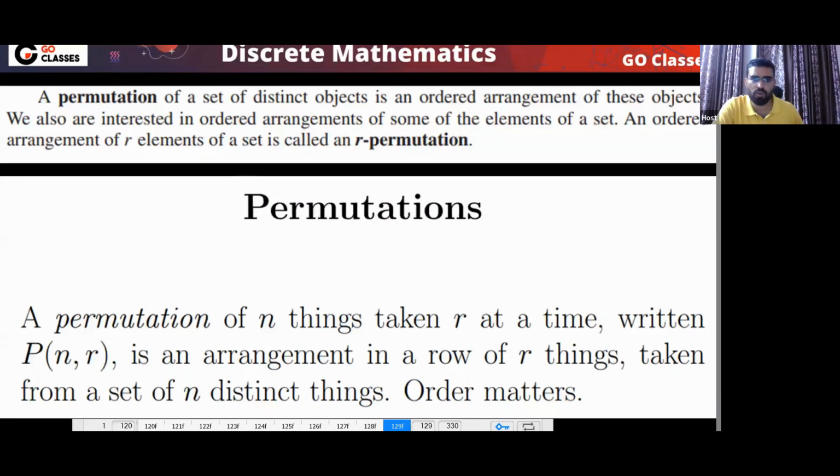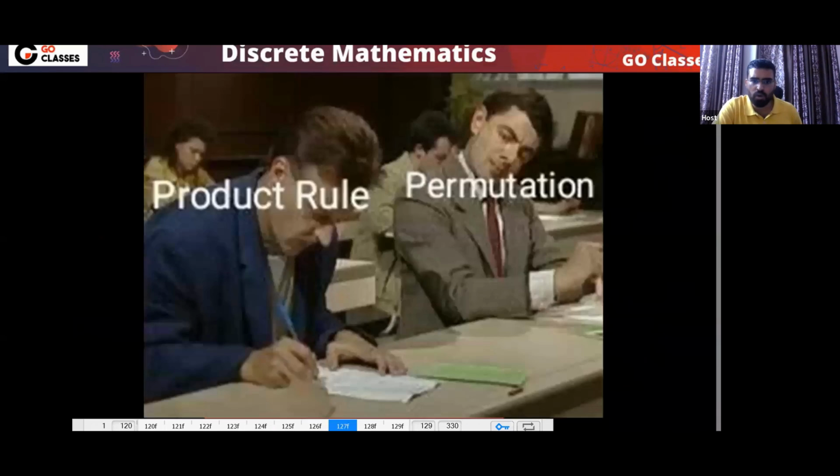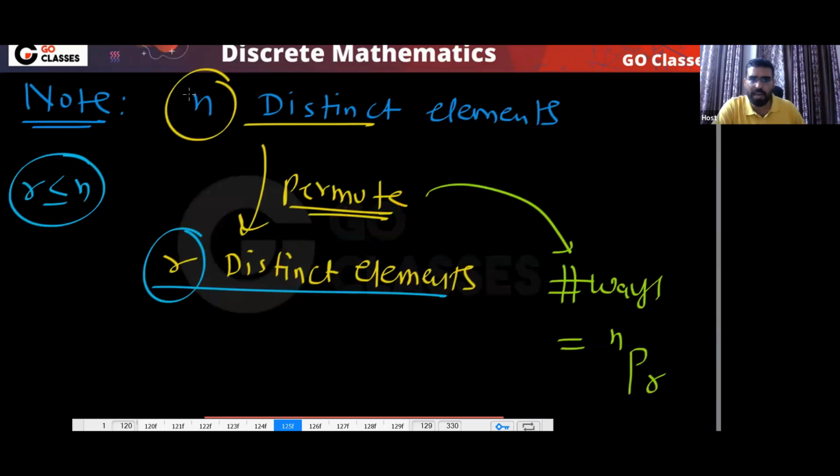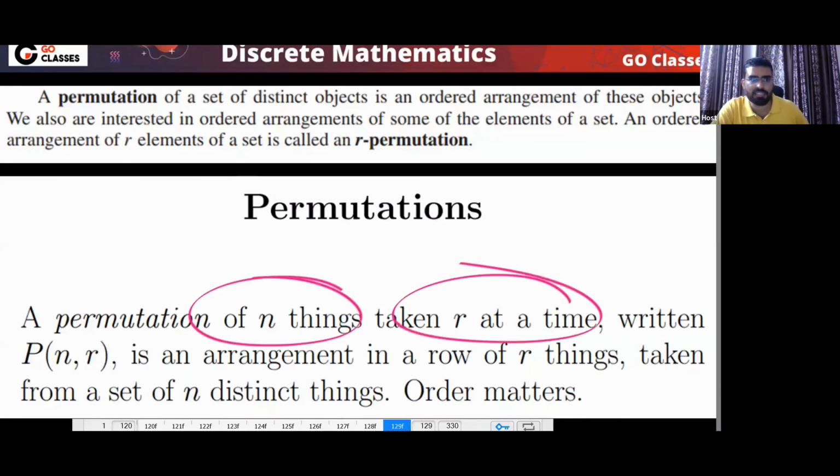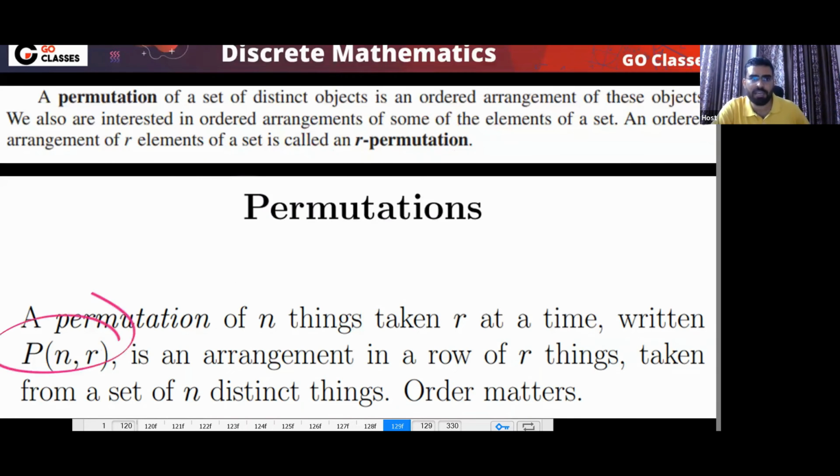Okay, let's move on. This is called R permutation. From n elements, you are permuting R elements. Remember, from n things, you are taking R things; that is known as R permutation. And how many ways are there? The answer will be nPr. This will be the number of ways.